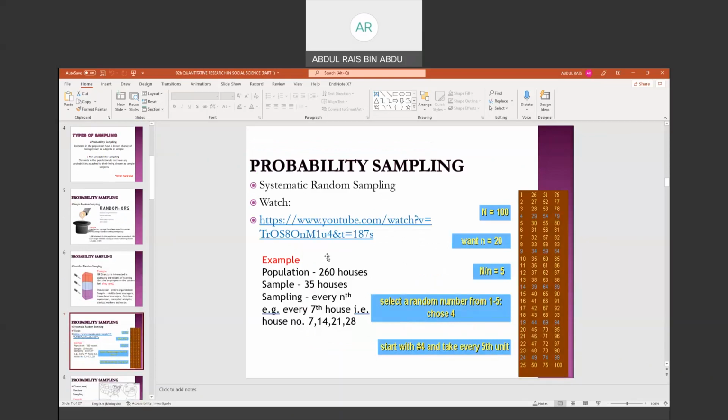Okay. Third example of probability sampling is called systematic random sampling. Okay. Beza dengan simple random, systematic random sampling ni dia buat randomization dalam banyak peringkat, okay, ataupun penjelasan yang lebih mudah. Jom kita tengok video yang saya sediakan dalam link YouTube ni ya.